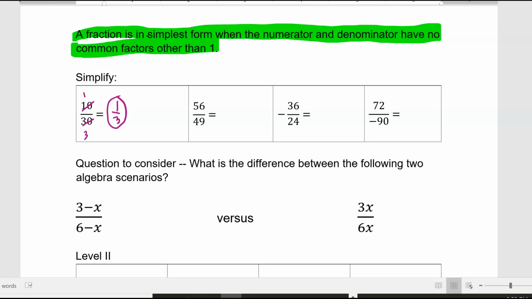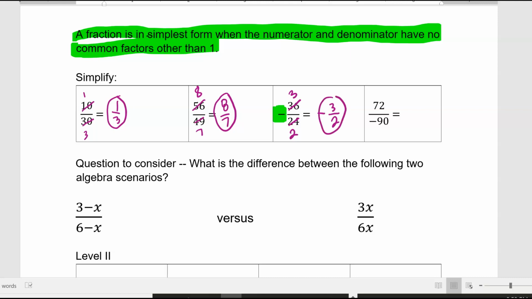Okay, the next one, 56/49. Well, 7 is a common factor. So 7 goes into 56 8 times and into 49 7 times. 8/7. You do not have to write this as a mixed number. Keep it as an improper fraction. Okay, -36/24. So the common factor is 12. So we can divide into 36 3 times and 24 2 times. So our answer is -3/2. So don't forget about that negative on the side here.